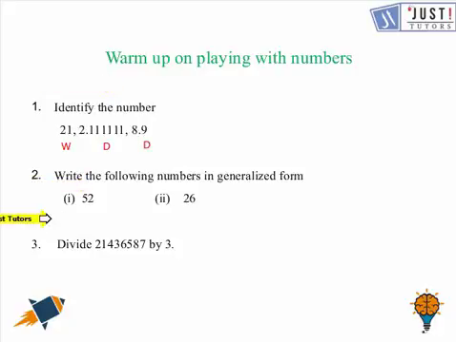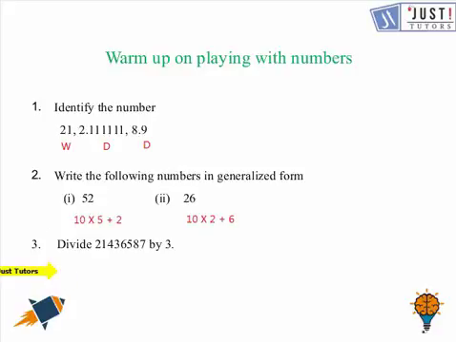Let's come to question number 2. Write the following numbers in generalized form. First number is 52, so the generalized form for this number is going to be 10 times 5 add 2. This is how we can write down the numbers in generalized forms. Likewise, we can try the same for the next number there. 10 times 2 add 6. This will be the generalized form for 26.